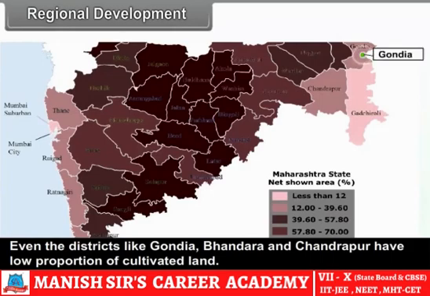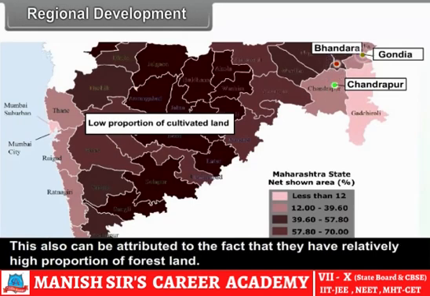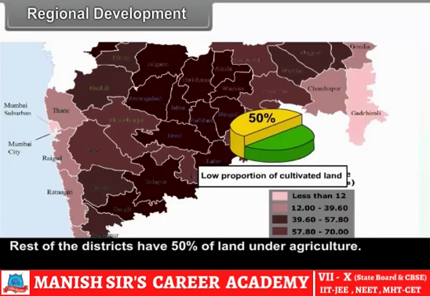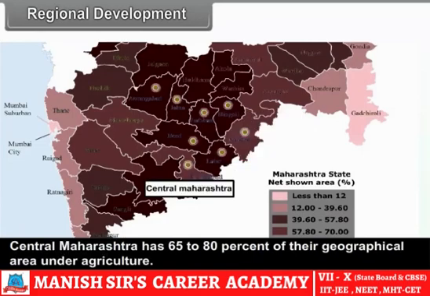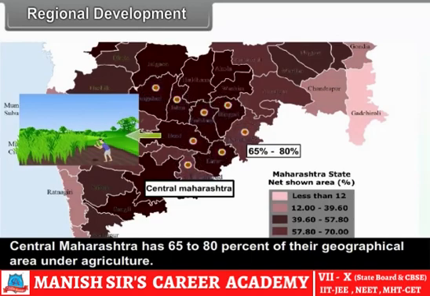Even districts like Gondia, Bhandara and Chandrapur have low proportion of cultivated land. This also can be attributed to the fact that they have relatively high proportion of forest land. Rest of the districts have 50% of land under agriculture. Central Maharashtra has 65 to 80% of its geographical area under agriculture.